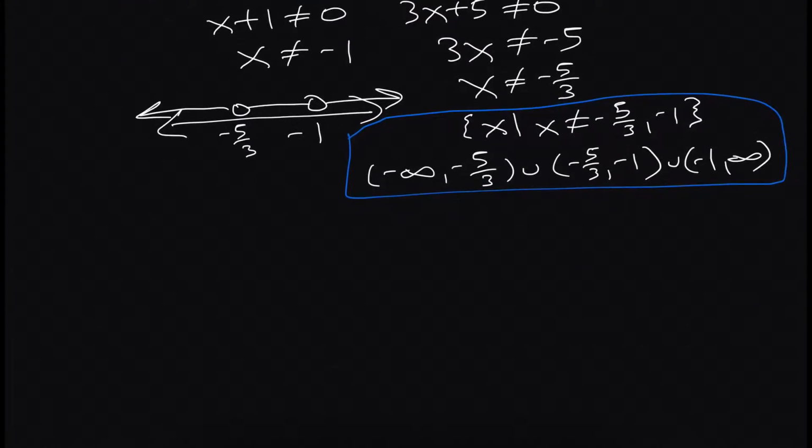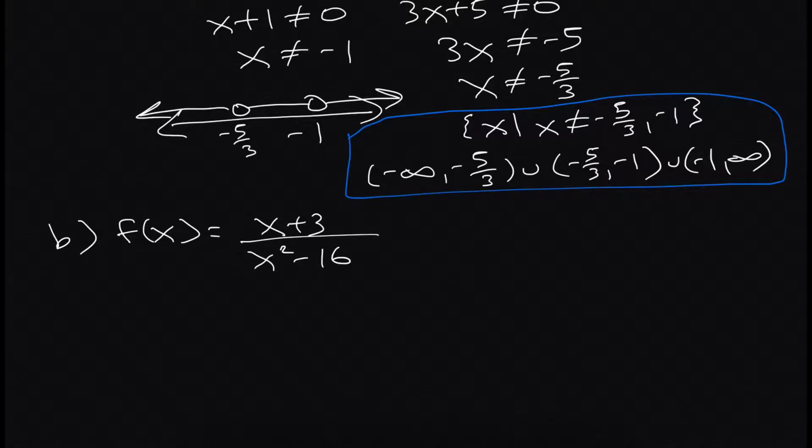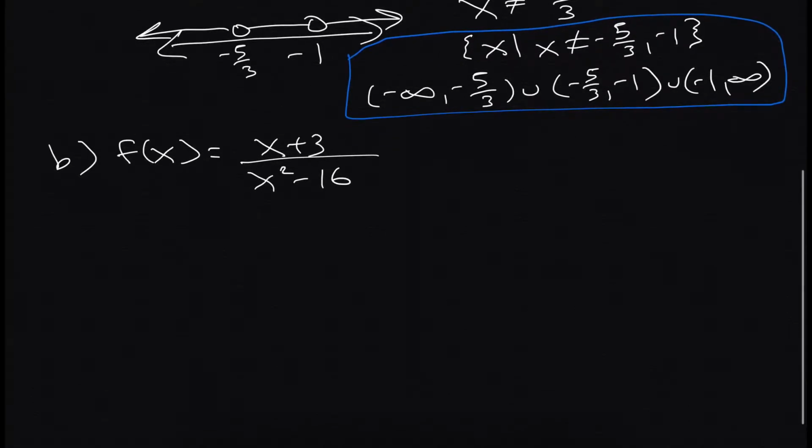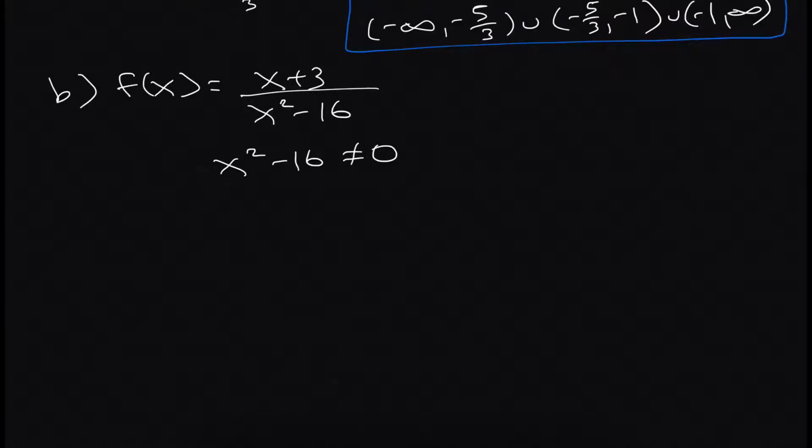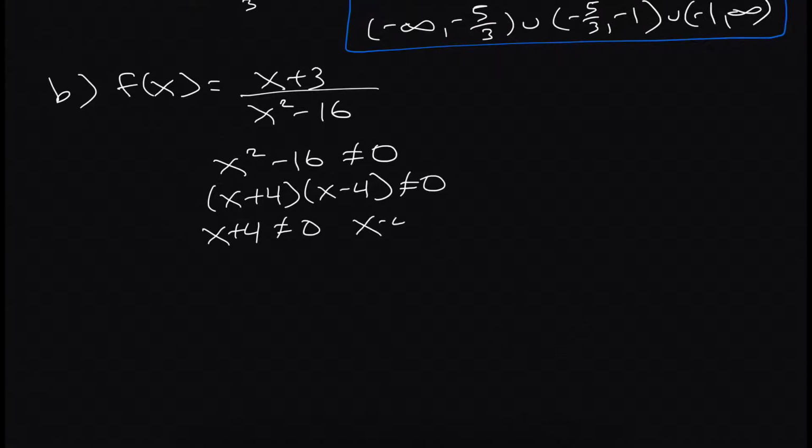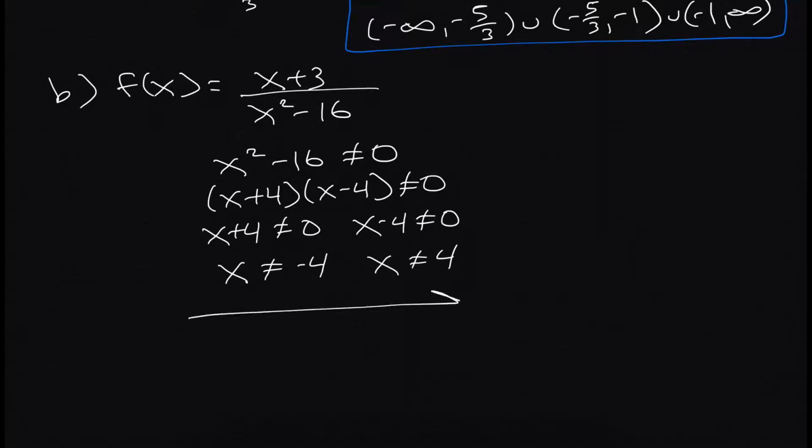Another factoring one here. Let's say part B, f of x is equal to x plus 3 over x squared minus 16. Okay, so we have a fraction, we have a denominator. That denominator cannot be equal to 0. In this case, this is a nice factoring. This is a difference of squares, x plus 4 times x minus 4 cannot equal 0. So x plus 4 cannot equal 0. X minus 4 cannot equal 0. X cannot equal -4. X cannot equal positive 4.